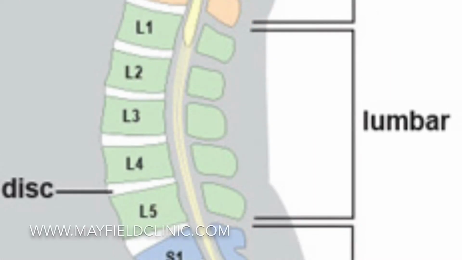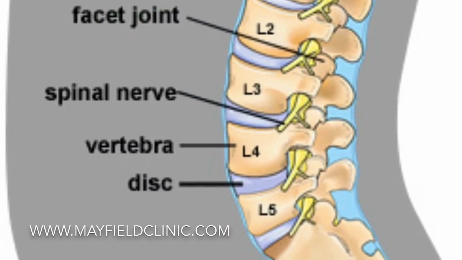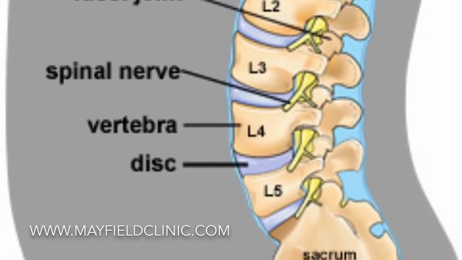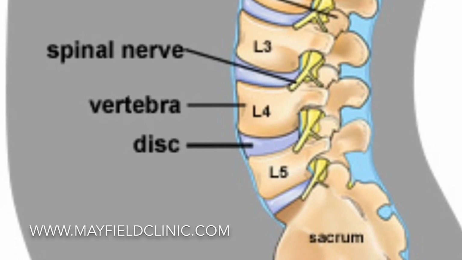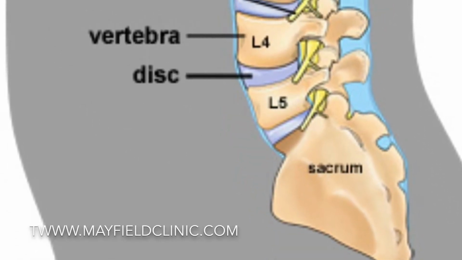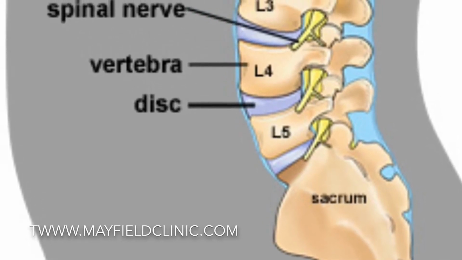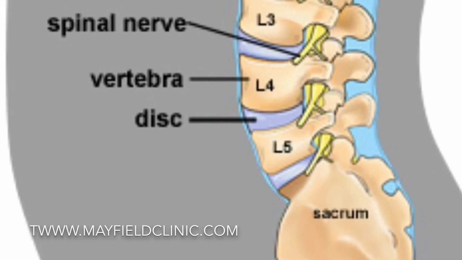The next group is the lumbar vertebrae, which consists of 5 bones. The sacral section consists of 5 bones fused together, and lastly there's the coccyx or the tailbone. Lower back pain involves the lumbar vertebrae, sacral vertebrae, and coccyx. In addition to the vertebrae, there's also the spinal cord, spinal nerves, ligaments, muscles, and intervertebral discs.